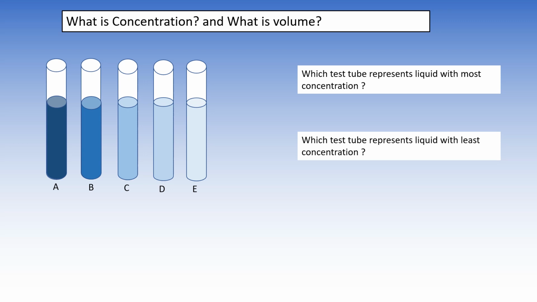So before we begin, what is concentration and what is volume? These two terms are often used with one another, especially with calculations related to titrations. However, there is a big difference between these two in terms of the way they're expressed and what they mean. Now you have a 5 test tube setup in front of you, and as you go from A to E, there is an obvious variation in the color of the liquid. So which test tube represents liquid with the most concentration and which test tube represents liquid with the least concentration?